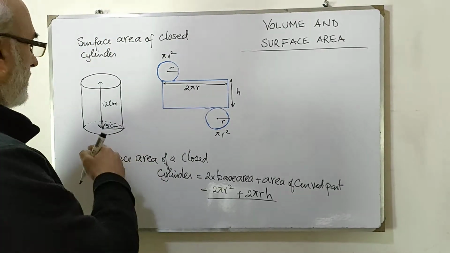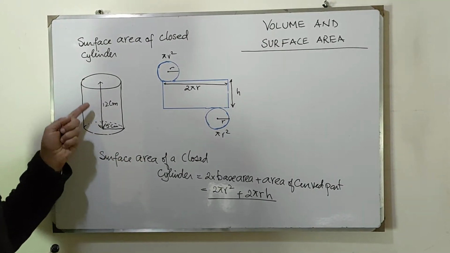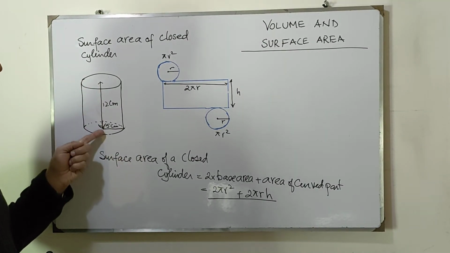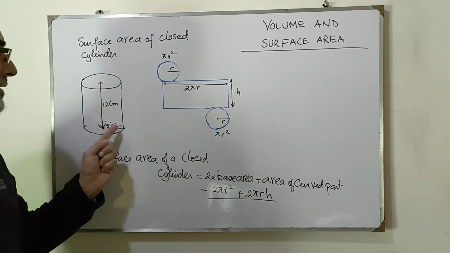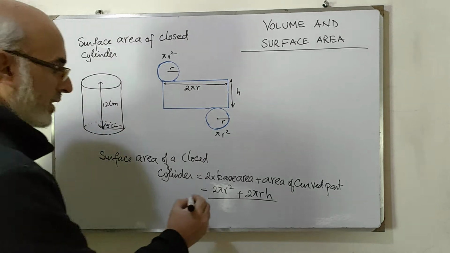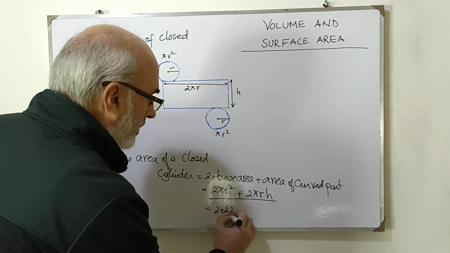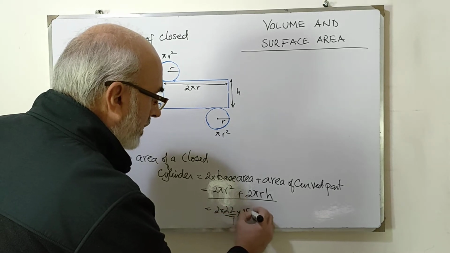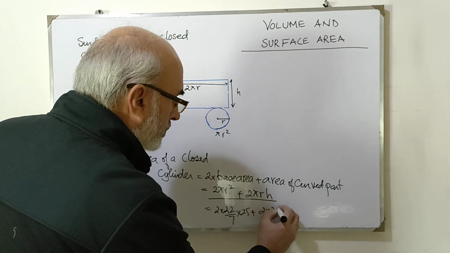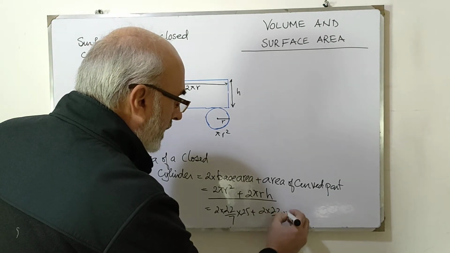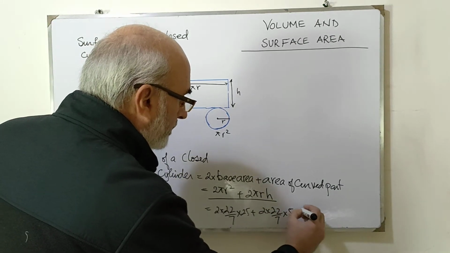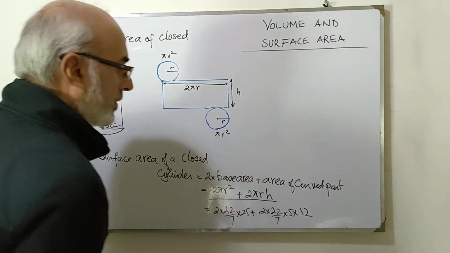Now let's apply the values. Suppose I have the values over here. The height is 12 centimeters and the radius is 5 centimeters. So it will be 2 into 22 by 7 into 25 plus 2 into 22 by 7 into 5 into 12. Okay?